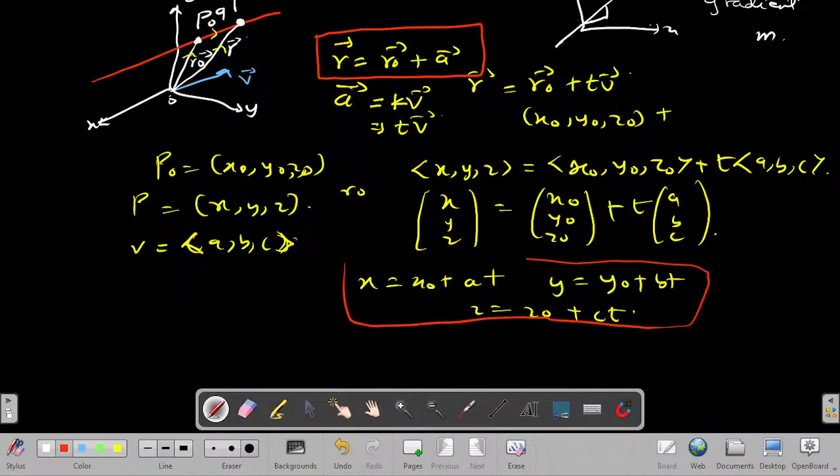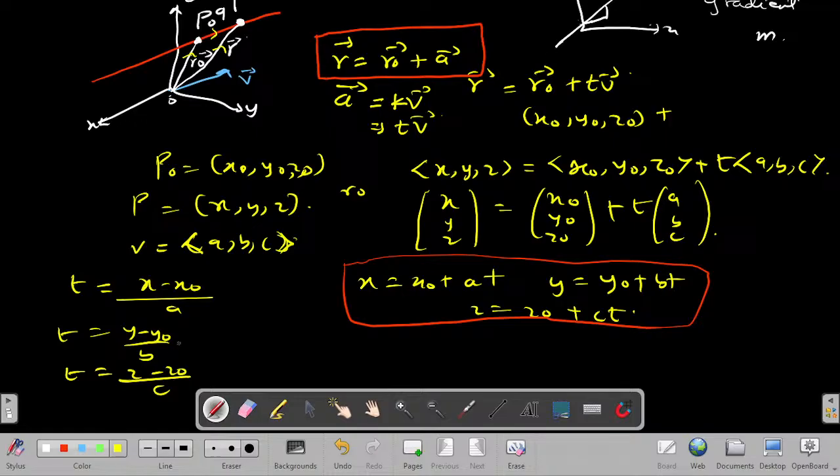Now, after deriving the parametric equations, we want to do away with the arbitrary constant t. We don't need the constant before we can determine our equations of a line. So we do away with it. Make t the subject in all equations. From the first equation, t will be equal to x minus x naught over a. t will be equal to y minus y naught over b. t will be equal to z minus z naught over c.